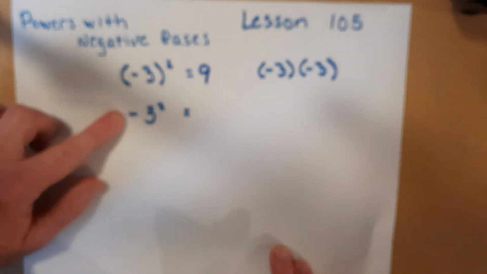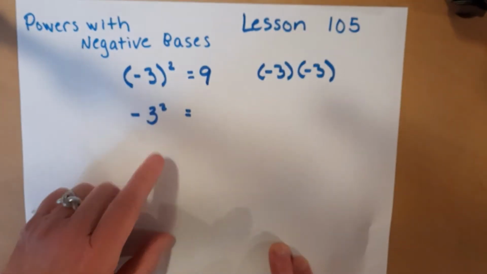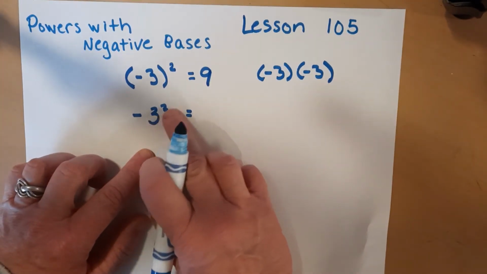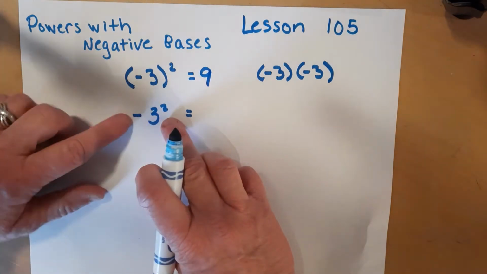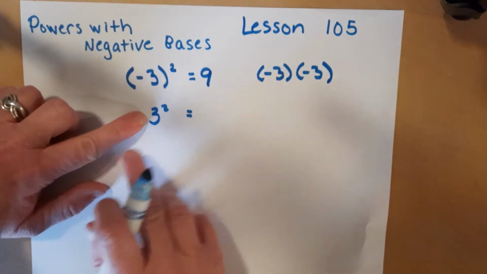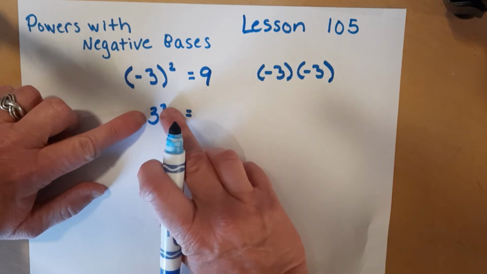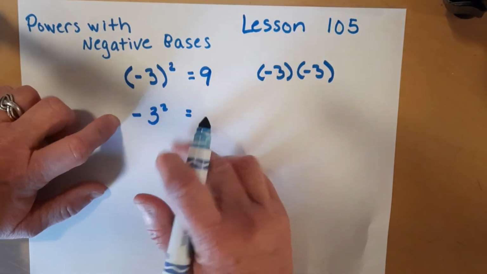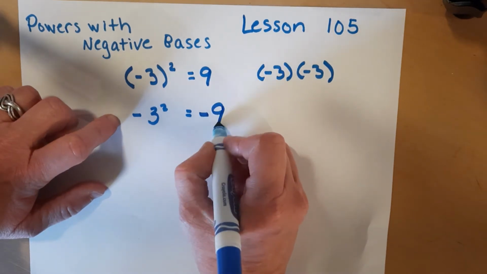This one is a little bit different though. Like I said in class, the exponent is always stuck to the base, so we have to do that part first. So we don't even look at this negative sign and we think, what is 3 squared? Well, 3 squared is 9, and now we add the negative sign. So this one is -9.